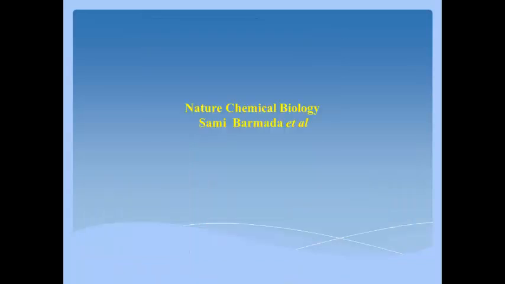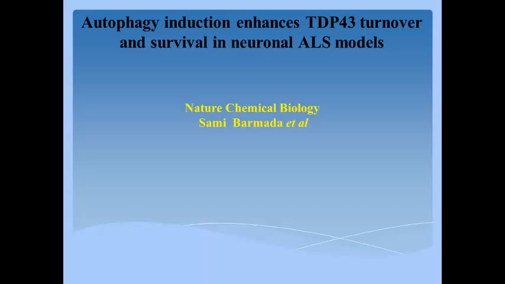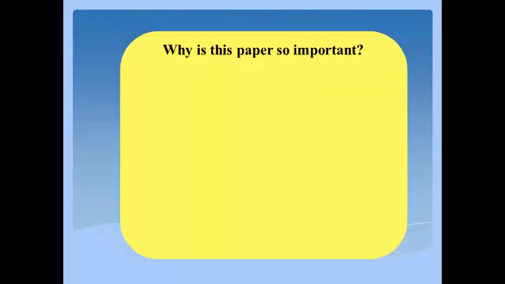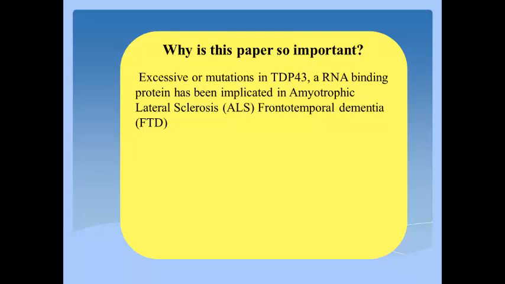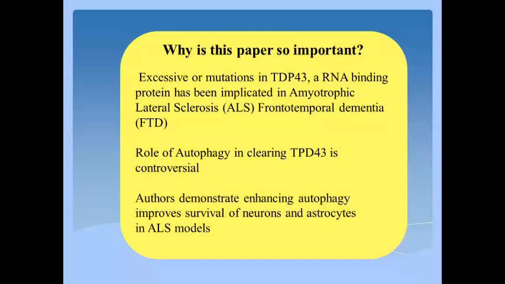Next, let's look into a paper published by Sami and colleagues in Nature Chemical Biology. Authors demonstrate that autophagy enhances survival of neurons in ALS models. Why is this paper so important? Excessive or mutations in TDP43, a RNA binding protein, has been implicated in ALS and FTD. Role of autophagy in clearing TDP43 is controversial.